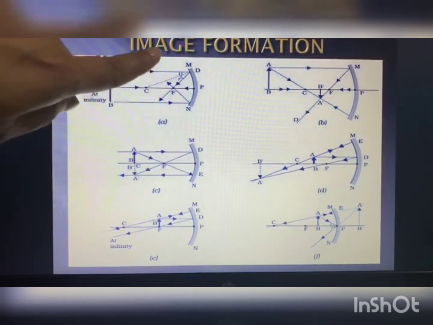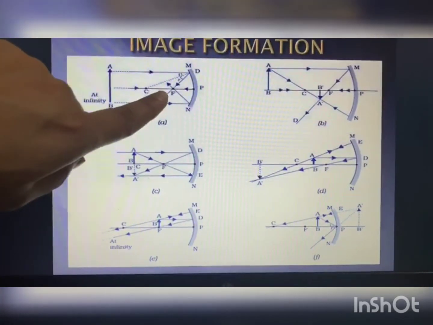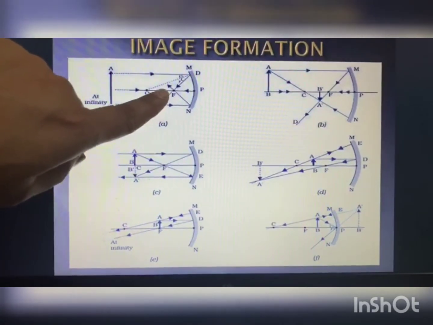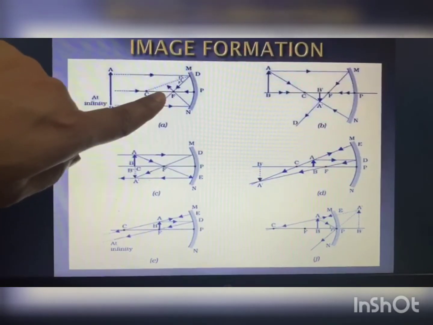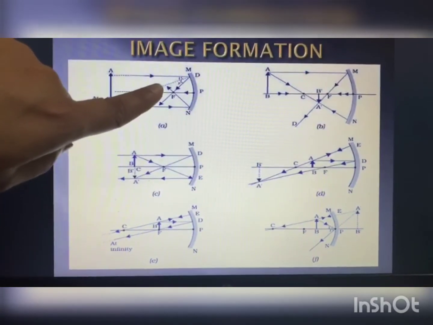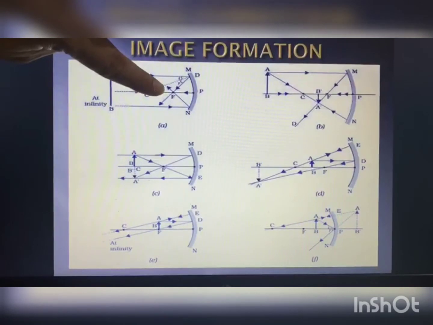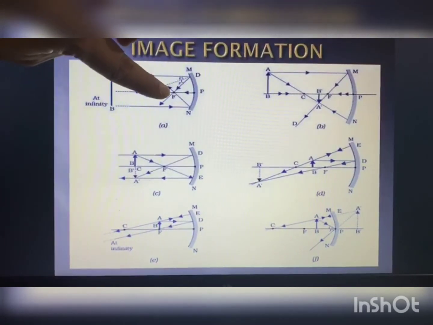Now, what is the nature of the image? The nature of the image is real and inverted. And what is the size of the image? If you see the figure, it's highly diminished or point-like.